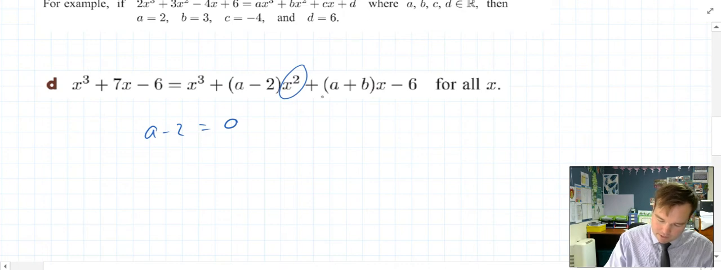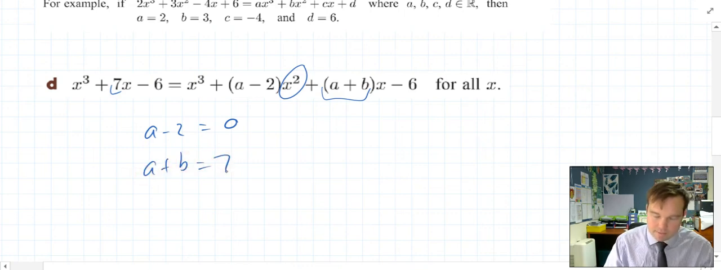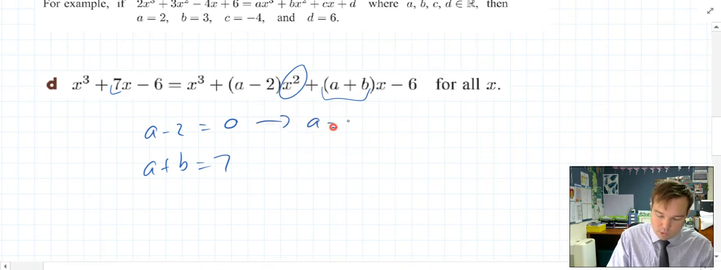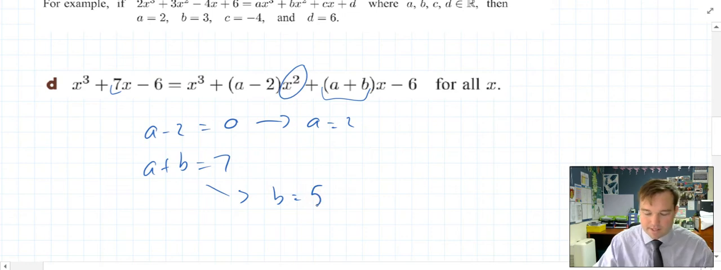Here is a coefficient of x. The coefficient of x must be 7. A plus b equals 7. And note here how this starts bringing up simultaneous equations from previous years, so you should be comfortable solving this type of thing. This one is ridiculously easy in that you get a equals 2 from there, and that then gives you b equals 5. But you can understand how they might get more tricky.